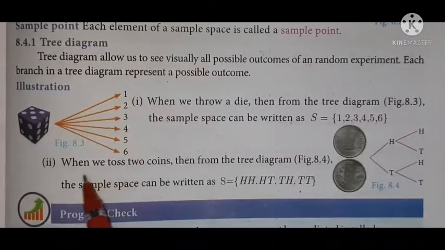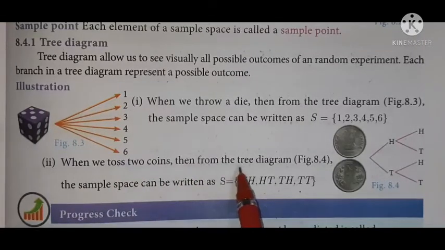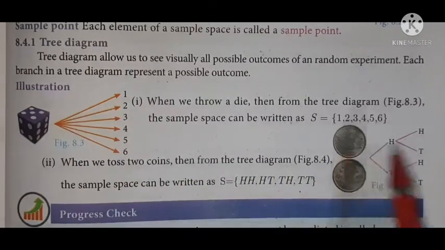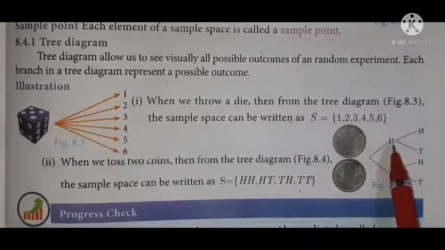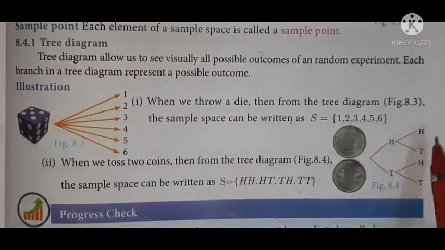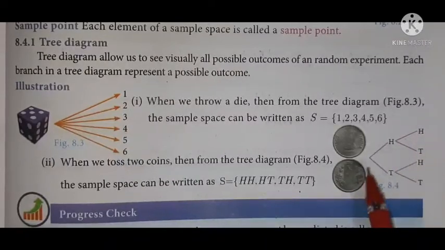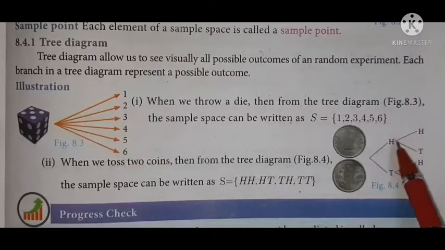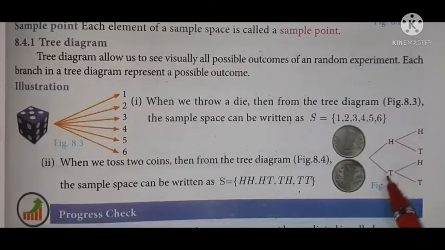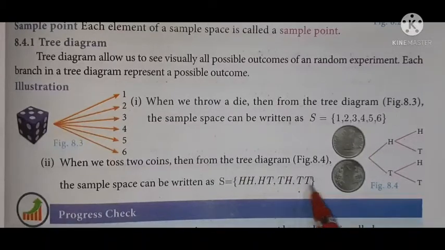Second one, when we toss two coins, then from the tree diagram, the first coin is H or T, and the second coin is H or T. The sample space can be written as S = {HH, HT, TH, TT}.